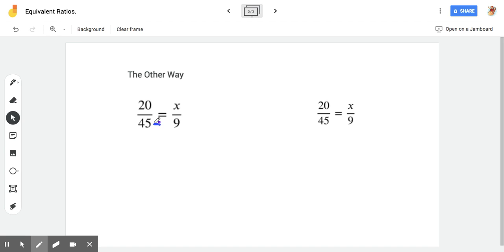Okay. Well, I look at that and I say, well, you know what? I can divide 45 by 5. Okay. When I do 45 divided by 5, I get 9. So whatever I do on the bottom, I have to do on top. Or whatever I do on one side, I have to do on the other side. Okay, so I'm going to do it this way. 20 divided by 5 gives me 4. So these would be equivalent ratios, and then I can let everyone know that my x equals 4.